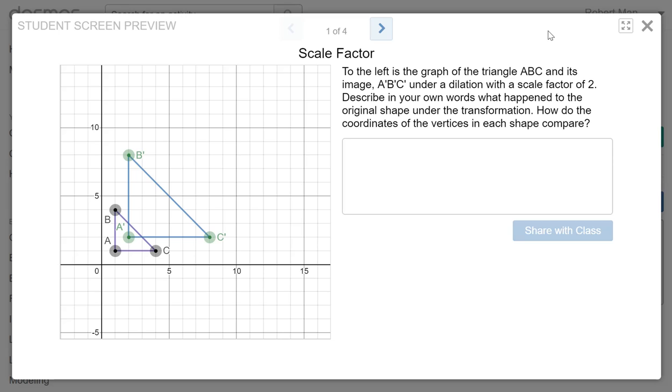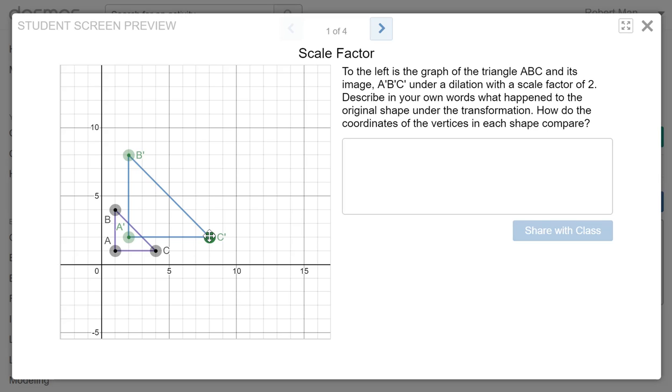Now, the scale factor here is 2. And if we look at the coordinates of our vertices, which is the plural for vertex, A went from 1, 1 to A prime at 2, 2. B went from 1, 4 to B prime at 2, 8. And C went from 4, 1 to C prime at 8, 2.